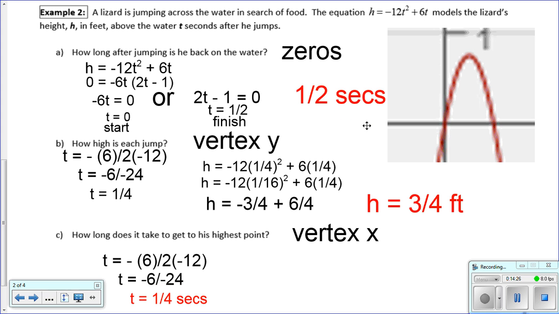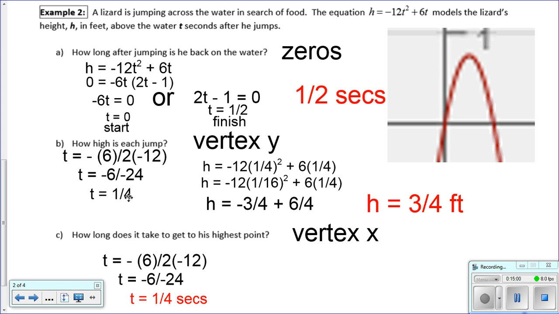Second question, how high is each jump? We're looking for the vertex. They're asking for the height, so that's the y value. In order to find that, we need to know what the vertex x value is. So first, we need the line of symmetry. Negative b, which is 6, over 2 times a, negative 12. So we get negative 6 over negative 24. It's going to take him 1/4 of a second to get to his maximum height.